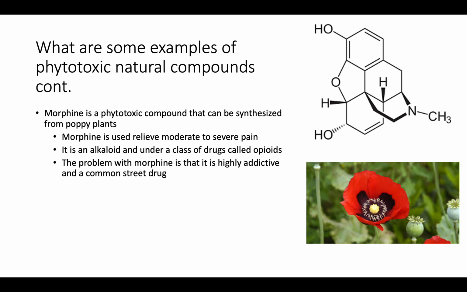Another really cool example is morphine, which is a phytotoxic compound that can be synthesized from poppy plants. Morphine is used to relieve moderate to severe pain and is an alkaloid and under the class of drugs called opioids. The problem with morphine is that it is highly addictive and a common street drug, and usually in hospitals it is used as a pain relief, so people who are addicts aren't able to get that pain relief if they're hurt.